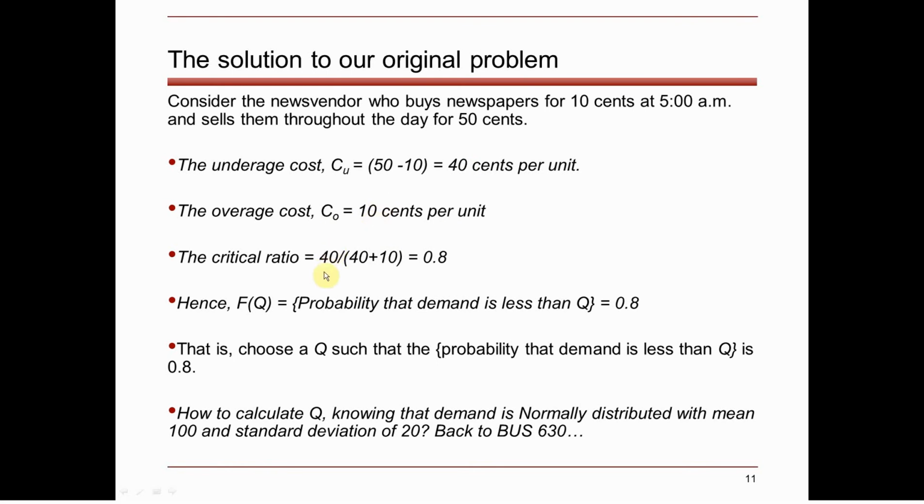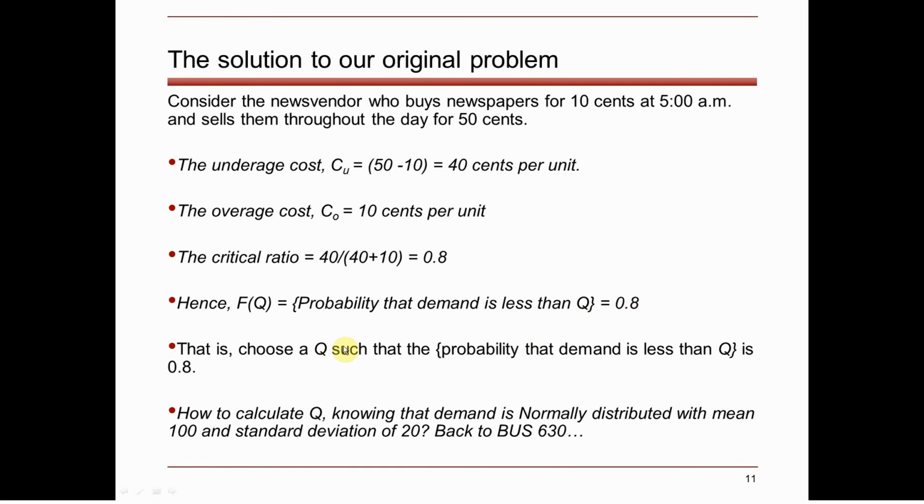So looking at the underage divided by the underage plus overage, we get a critical ratio of 0.8. Hence, the service level is going to be 80%. In other words, it's 80% likely that we're going to sell that many newspapers or fewer. That's going to be our service level at the optimal underage and overage. So F of Q, actually F of Q star, the probability that demand is less than Q star, is equal to 0.8.